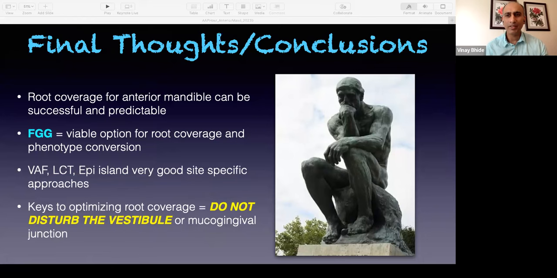Of course, the parameters of the FGG are different than the CTG. The CTG is perhaps more forgiving, but free gingival graft, if you respect the biology, I think you can get some outstanding results. The vertically advanced flap, the laterally closed tunnel, epithelial island, they're all great site-specific approaches because they do not disturb the vestibule or the mucogingival junction. And that, my friends, I believe really is the key to root coverage in the anterior mandible, is to maintain the patency and the sanctity of the vestibule.